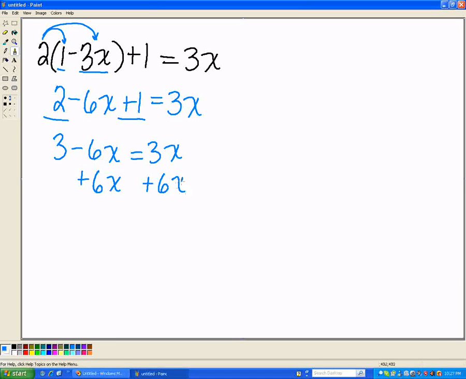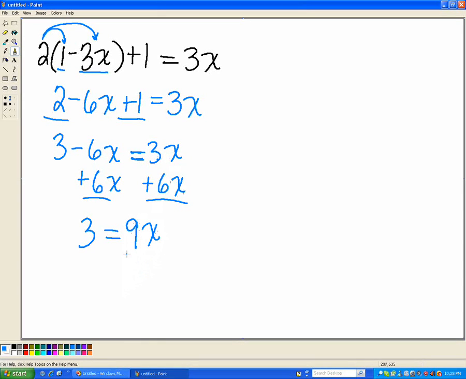This is the addition principle, which states I can add and subtract anything I want on either side of the equal sign as long as whatever I do to one side, I do to the other. So I can't just add 6x here and not do it over here. Over here I'm left with a 3, because minus 6x plus 6x gives me 0, plus 3 is 3. And over here I'm left with 3x plus 6x equals 9x.